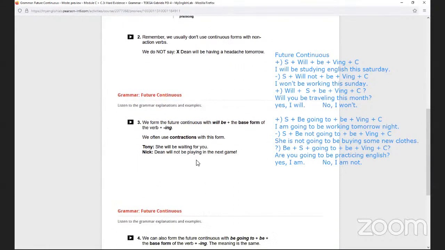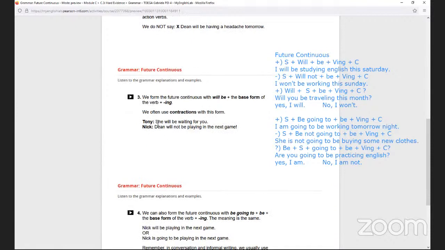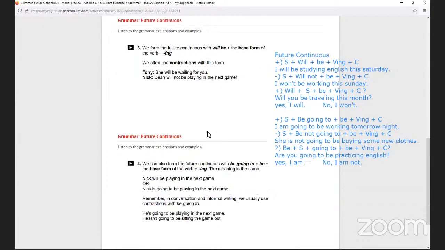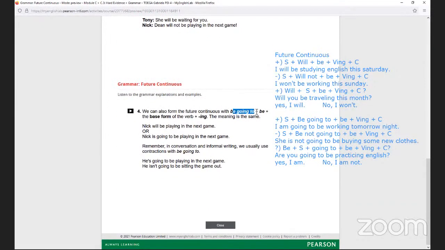Nothing else here. The structure is will, always plus be, verb in base form with ing, and of course, we can use some contractions. For example, here, we could use the contraction with she will. So we could use she'll, right? Or the apostrophe and LL, right? So it is good too. Be and ing, the verb with ing. Negative, not be ing.